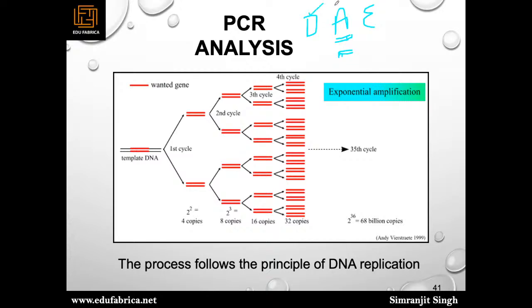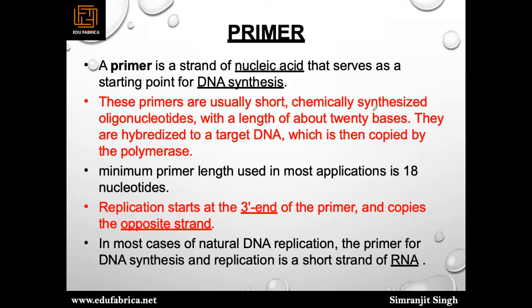So denaturation, annealing, and elongation. We want this gene to grow. Our template DNA, after the first cycle, will produce two copies, then 4 copies. Then in the third cycle, it will produce 8, 16, 32. By the 35th cycle, we will have around 68 billion copies. So it grows exponentially; in PCR, the DNA grows exponentially.